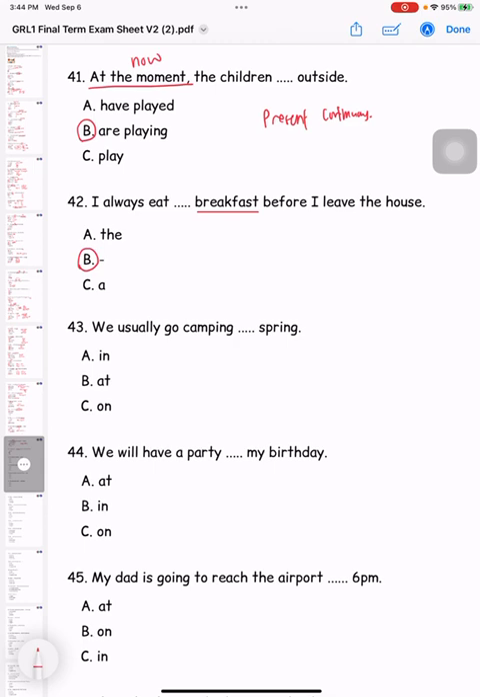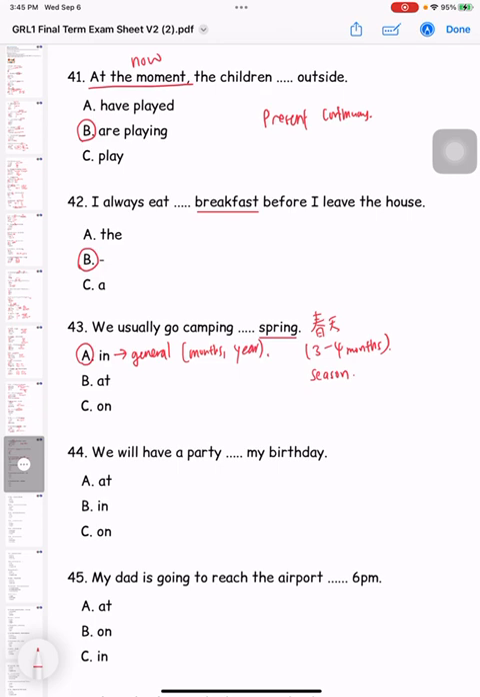Okay, 43. We usually go camping. Alright, so let's look at this one. This one is spring. Spring is 春天，一个季节来的. Okay, around 3 to 4 months. Right, so when we are talking about a season like this, because in is usually for something which is general. Okay, we do not know when it is. So when we are talking about season or months or, for example, year, we gotta use in.